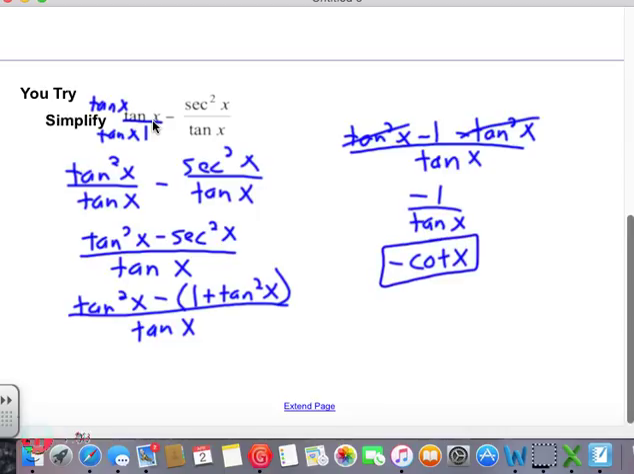All right, so right there you had to make them into a fraction, and once you made them a fraction, you had to recognize that a Pythagorean identity would come in handy. Again, the clue is when you see tangent squared and secant squared together. All right, so let's move on.